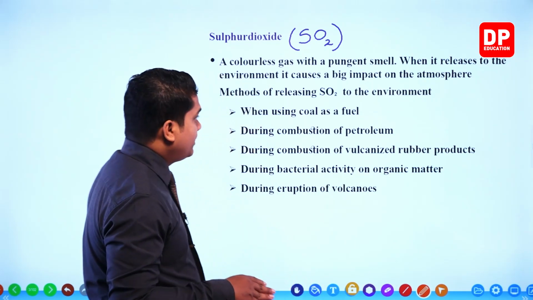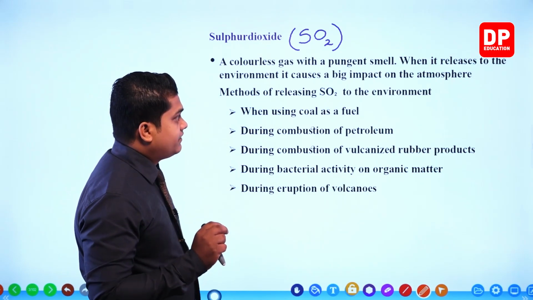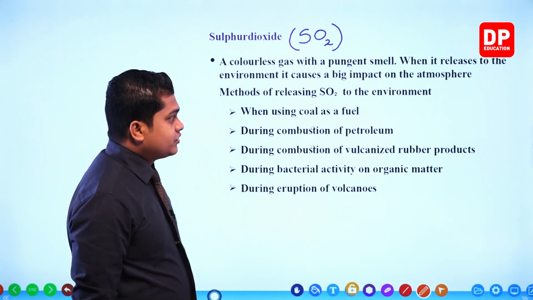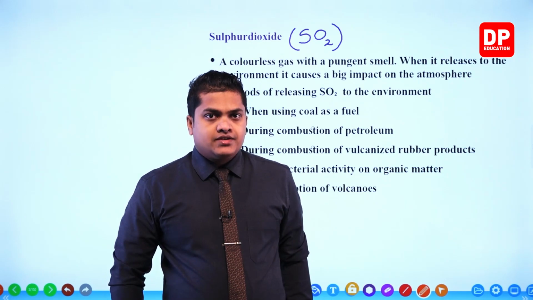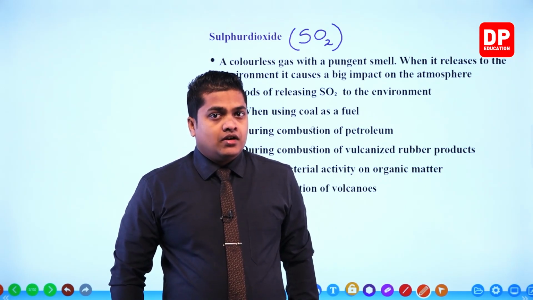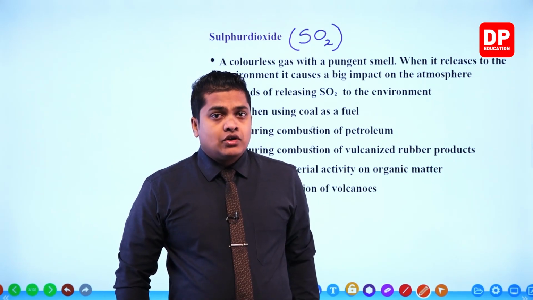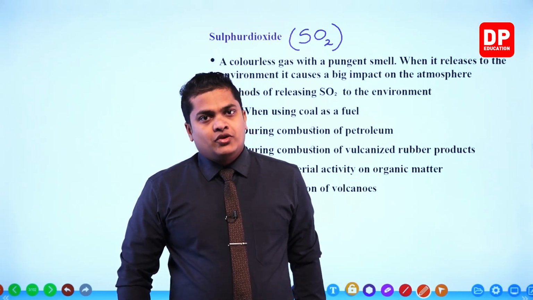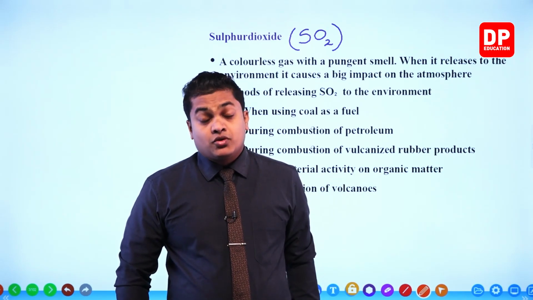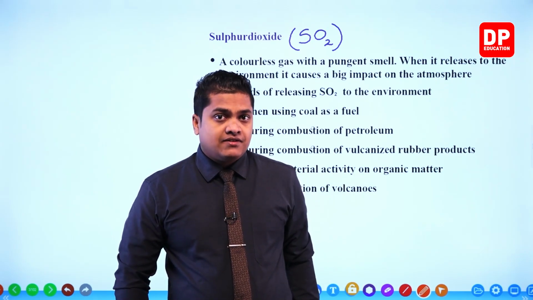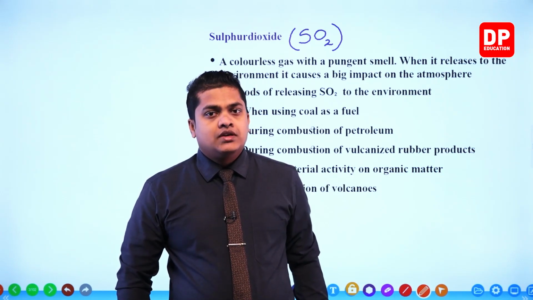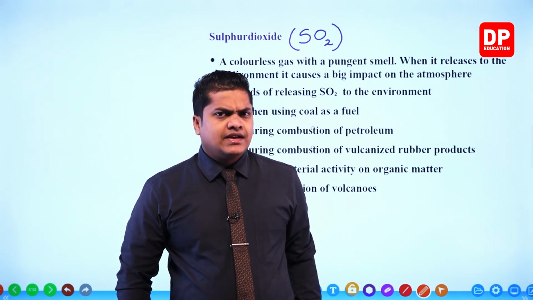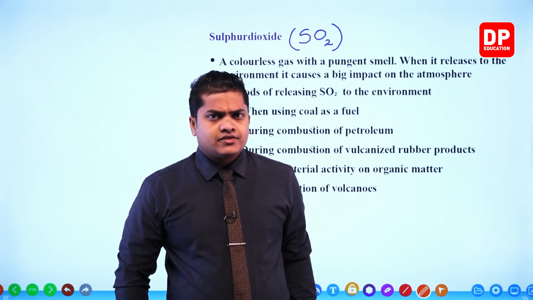You are given methods of releasing sulfur dioxide to the environment. There can be several methods. You know that sulfur is added to rubber in order to make vulcanized rubber, and we use vulcanized rubber to make tires. So upon burning tires, sulfur may be released. Then during the burning of artificial polymers like plastics and polythene, sulfur dioxide can be emitted to the environment. So there are several ways sulfur dioxide is released.